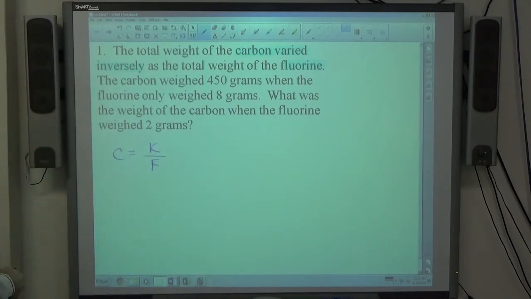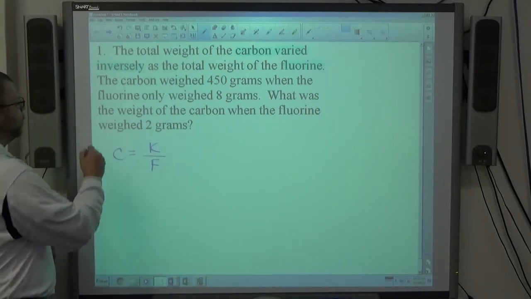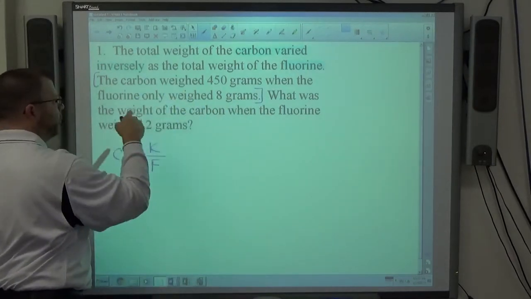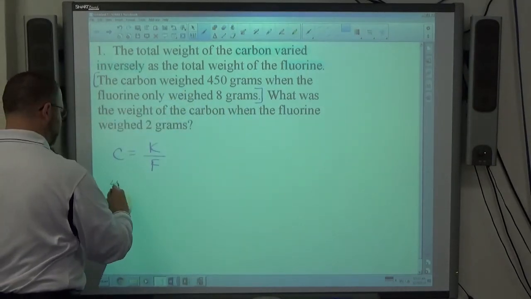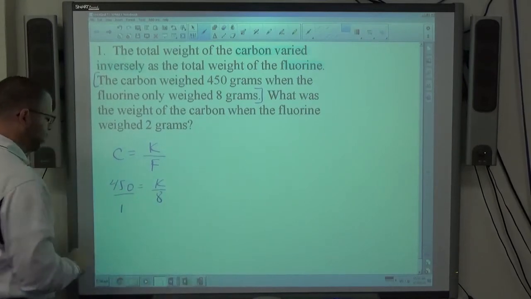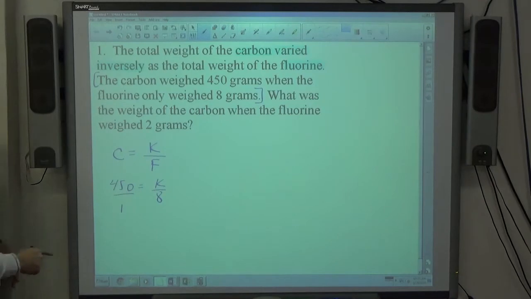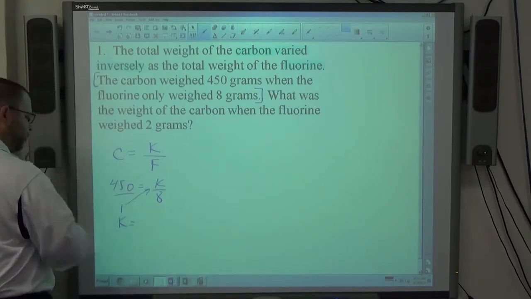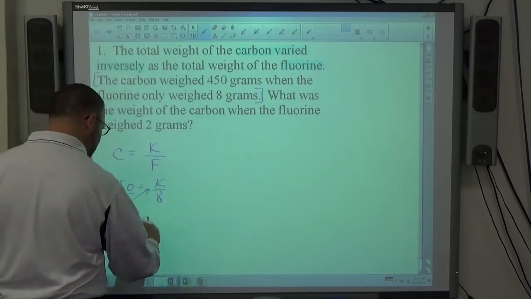Next thing I look for is how much they weighed at one moment. So right here, carbon weighed 450 when fluorine weighed 8. So 450 equals K over 8. Inverse variation, a lot of times we create a proportion by putting that over 1. Cross multiply, 1K equals 450 times 8, which is 3,600.